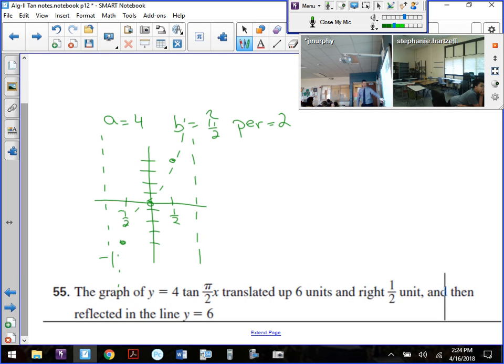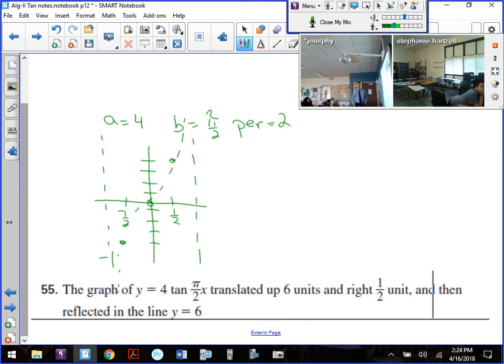It states that this graph gets translated up 6 and right a half. And that's reflected over the line y equals 6. Well, if I'm going to move these things up 6 and to the right a half, that means I need to move all of my asymptotes first. You okay with that? So if I move my asymptotes to the right a half, I move from negative 1 a half to the right, where's the new asymptote? Negative half. If I move to the right from here, I will be at 1 1/2, or 3/2, excuse me. Okay.